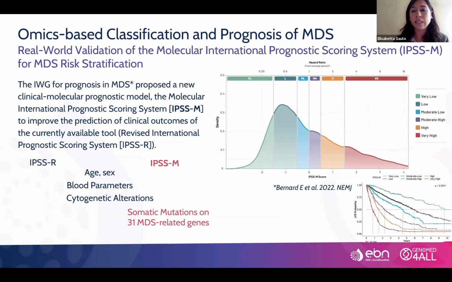Just switching to the second aim of our mission, let me say a few words about a new score that was introduced in the last two years by the International Working Group for Prognosis in MDS. Given the heterogeneity of this patient, in particular for their genomic background, this group proposed a new molecular score that expands the previous scoring system, called the revised scoring system, which exploits demographic and blood parameters and also cytogenetic alteration information of this patient. This group proposed to also introduce the somatic mutations on 31 MDS-related genes, trying to better stratify the risk linked to this patient. Effectively, they demonstrated that this new score can better predict the probability of survival and leukemia-free survival for this patient.